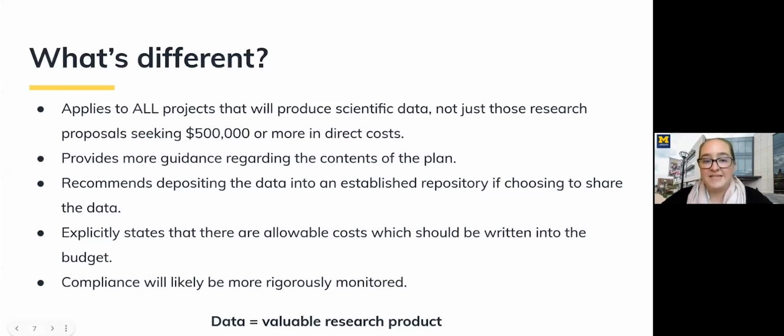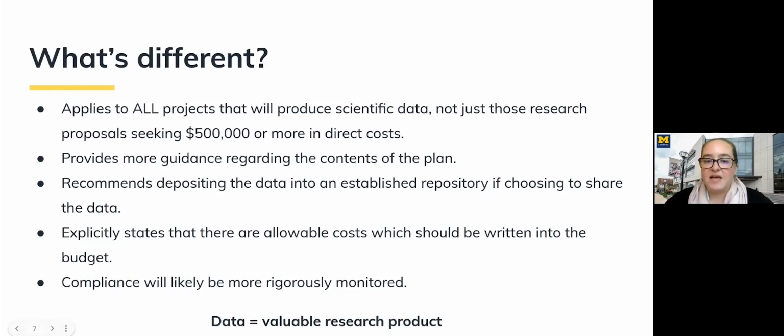The NIH has actually had a data sharing policy in place since 2003. So what's new or different compared to the previous policies? These are just a few notable differences. First, the new policy applies to all projects that produce scientific data, not just those research proposals seeking $500,000 or more in direct costs, which is what it was before.